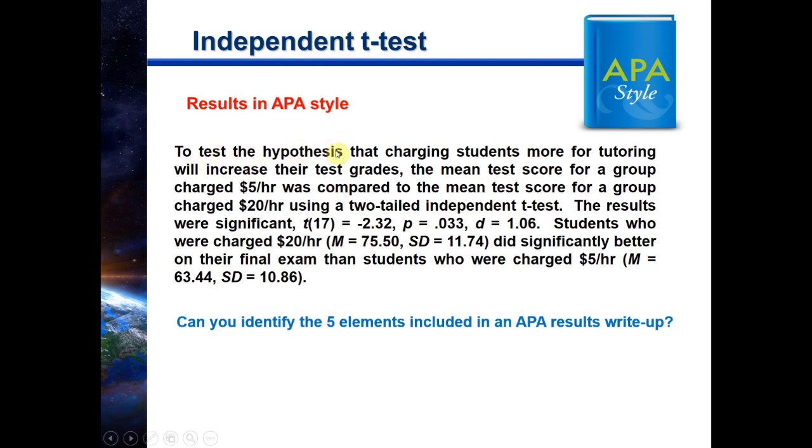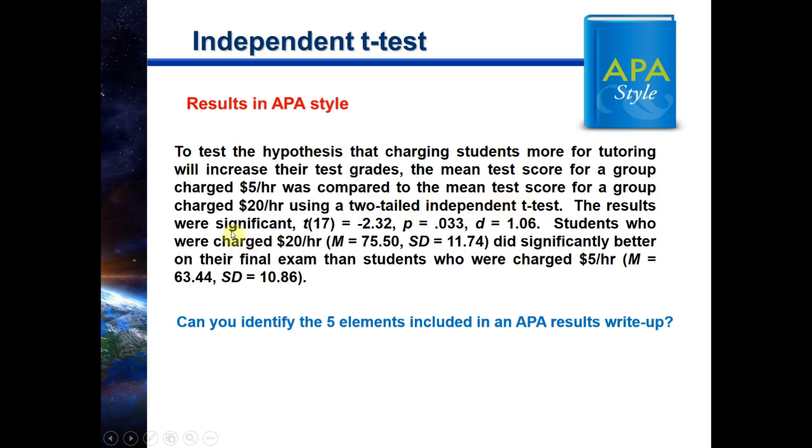Number 1, to test the hypothesis. So you're going to state what the hypothesis is about tutoring and test grades. The second is to identify the dependent variable. So we're looking at mean test scores, and I went into a little bit more detail here, but I said there were mean test scores for the $5 an hour group and the $20 an hour group. The third element is to identify the test that you're going to use to analyze the data. Make sure you have all relevant details: two-tailed independent t-test.